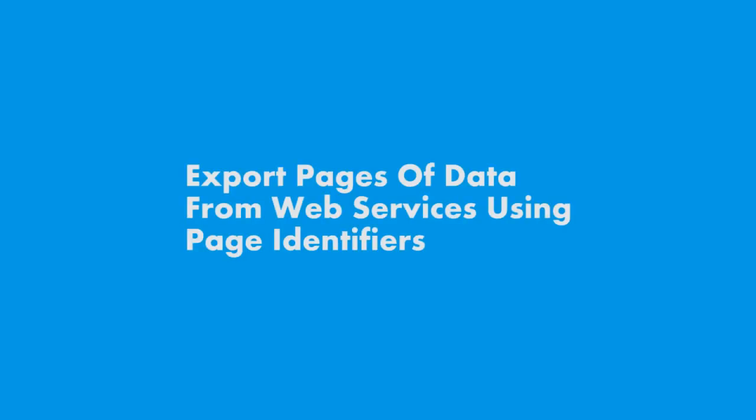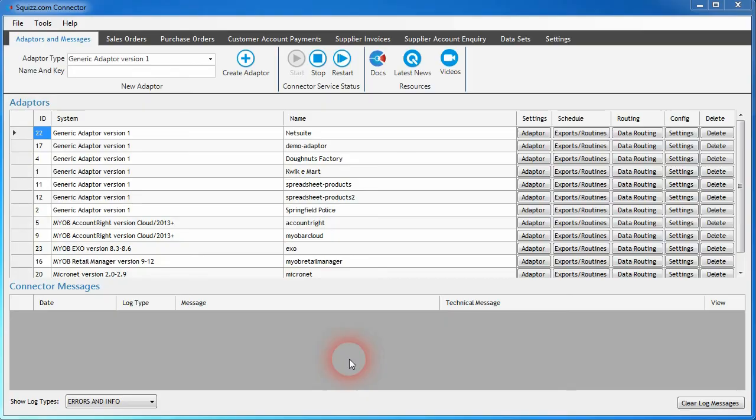Within the Connector 1.23 release, we've added another improvement to the generic adapter so that it can support retrieving data from systems that split up the data across multiple requests, or what we call multiple pages of requests, and each page has an identifier on how to get the next page of data.